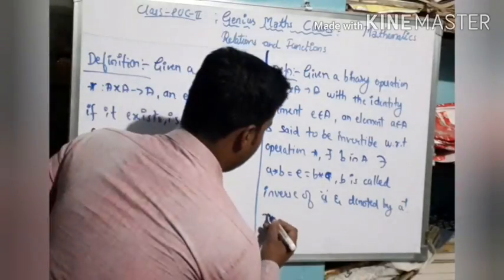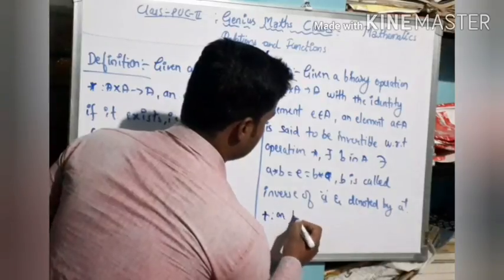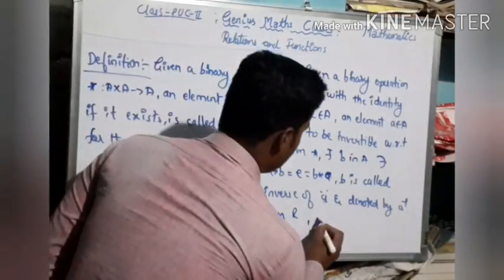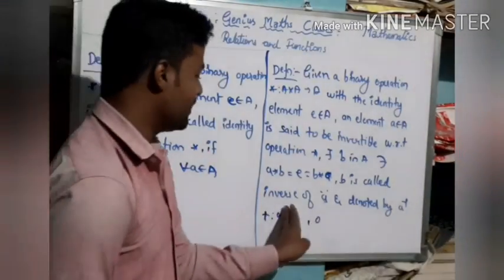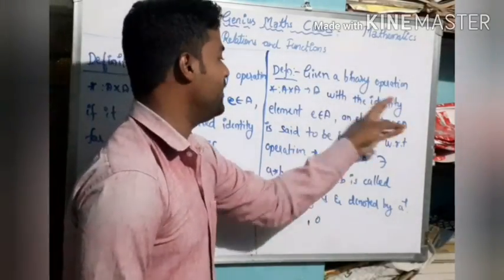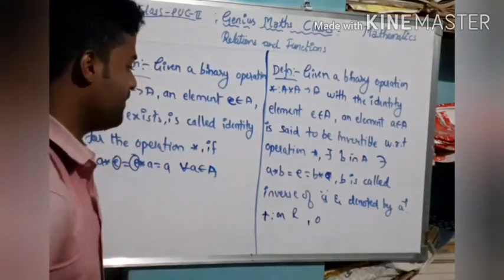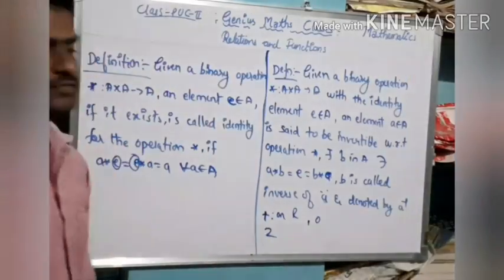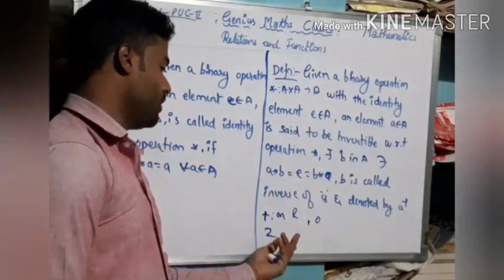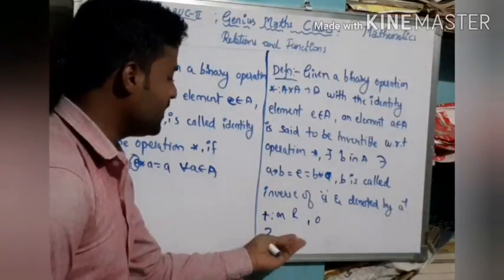If you consider the addition operation on R, 0 is the identity element, because in order to get the inverse there must exist an identity element E. If you consider the number 2, you operate it with the inverse of this number. What number will give the result 0?